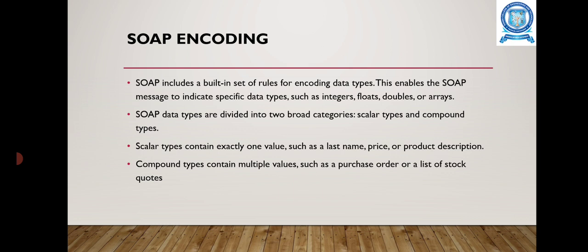Then SOAP encoding. SOAP includes a built-in set of rules for encoding data types. The SOAP data types are divided into two broad categories. First one is scalar type, then second one is compound type. Scalar type contains exactly one value, such as last name or price or product description. Compound type contains multiple values such as purchase order, list of stock codes, etc.